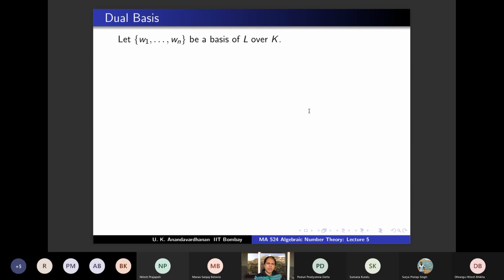My first claim is that, so where are these Wi's? W1 belongs where? In L. My first claim is that without loss of generality, I can assume that these are integral over A. Do you see why this is true?